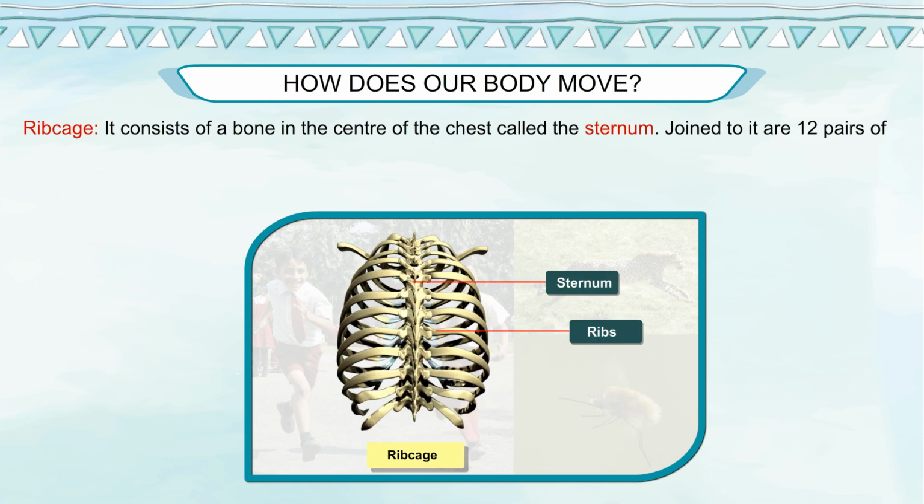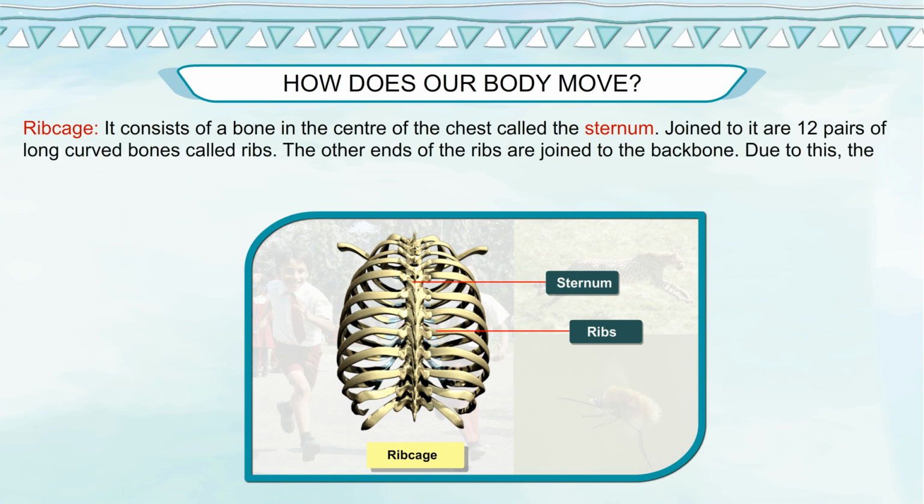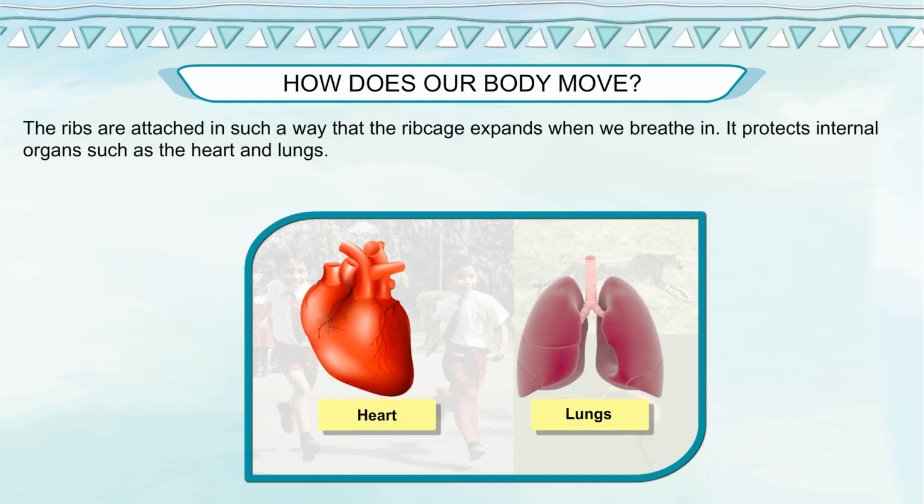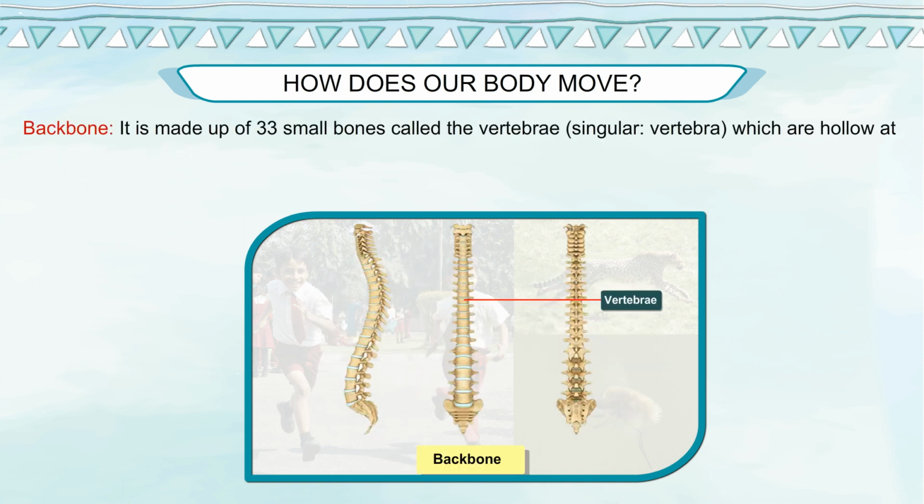Rib cage. It consists of a bone in the center of the chest called the sternum. Joined to it are 12 pairs of long, curved bones called ribs. The other ends of the ribs are joined to the backbone. Due to this, the ribs form a cage-like structure which is called the rib cage. The ribs are attached in such a way that the rib cage expands when we breathe in. It protects internal organs such as the heart and lungs.